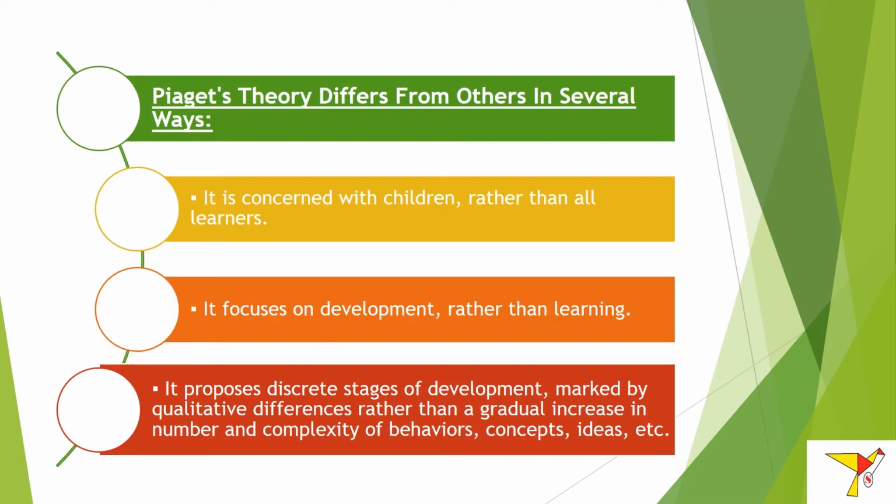Piaget's theory differs from others in several ways. It is concerned with children rather than learners. It always focuses on development rather than learning. It proposes discrete stages of development marked by qualitative differences, rather than a gradual increase in the number and complexity of behaviors, concepts, and ideas.